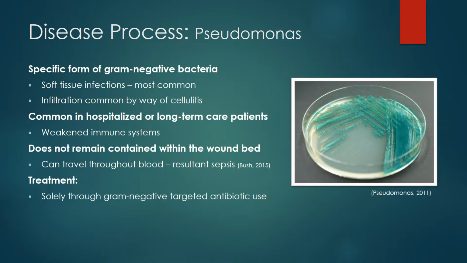But like sepsis, which can travel, Pseudomonas can also travel. So it can travel throughout the blood and end up eventually with a resultant sepsis diagnosis. For the treatment, again, solely targeted gram-negative antibiotic use is the only way to cure a Pseudomonas infection once it's identified.